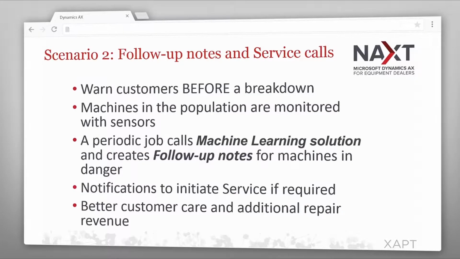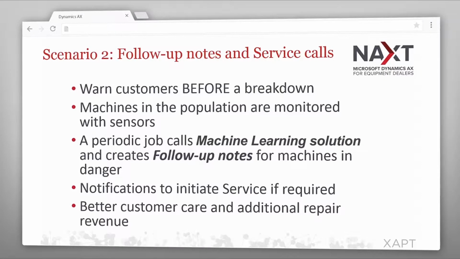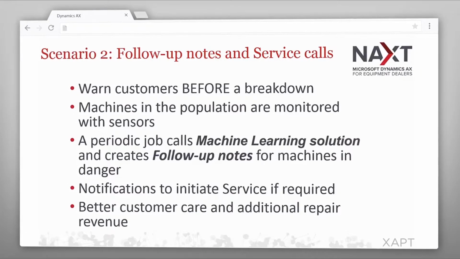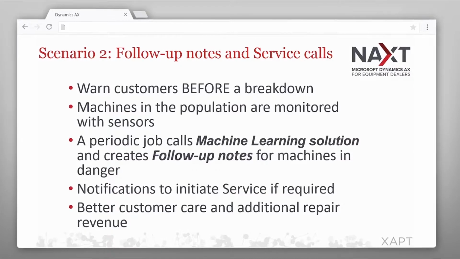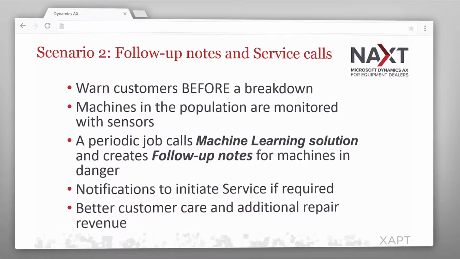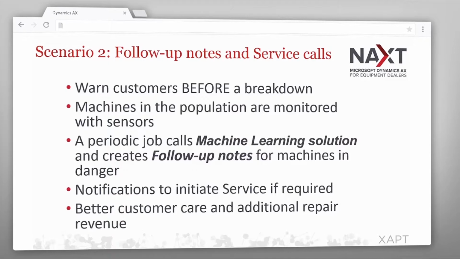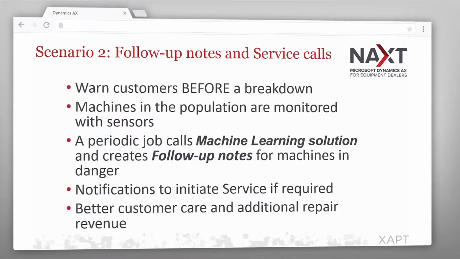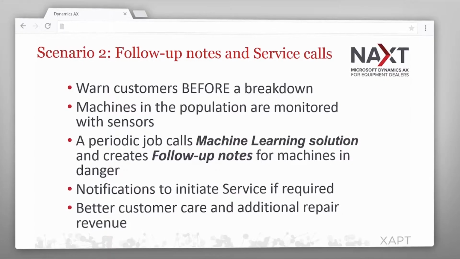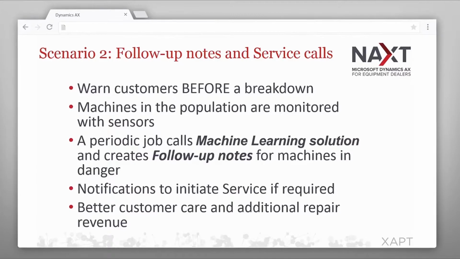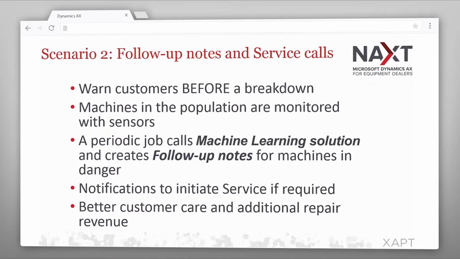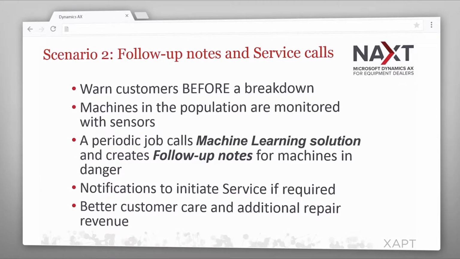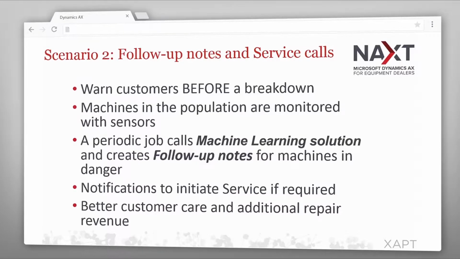The second scenario is based on follow-up notes on service calls. Follow-up notes are used in NAXT in relation to machine failures and possible failures. So in this case, we have machines in our population which are monitored by sensors. Now, we'd like to get information from those pieces of equipment, like knowing when they will break down before they break down. This way we have a chance to warn our customers, so the idea behind this second machine learning function is that it'll provide better customer care and additional repair revenue for our dealers.